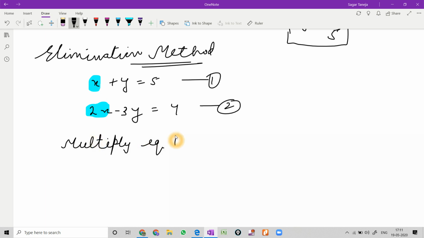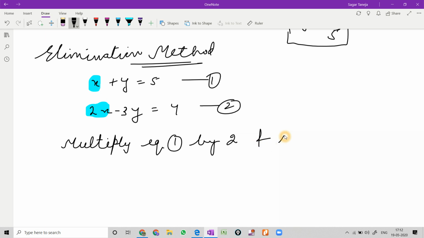Multiply equation 1. You can't only multiply with x, you have to multiply the whole equation. We are multiplying the equation by 2. So multiply equation 1 by 2. The full equation we have to multiply by 2. If you want 2 here, you have to multiply the full equation by 2.